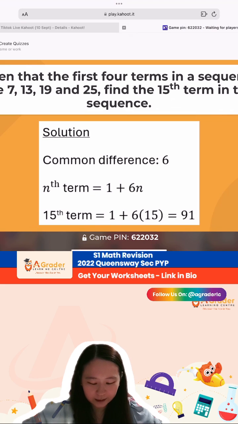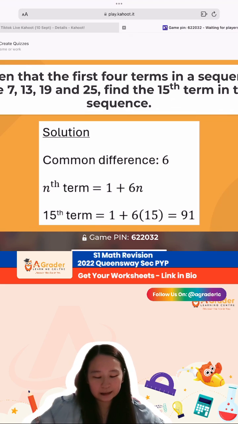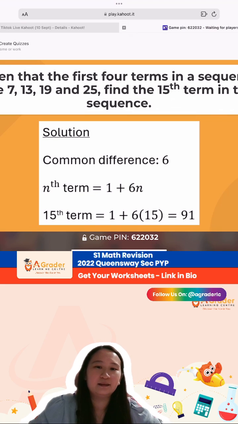So in order for us to find the nth term, the 0th term will be 7 minus 6, we get 1. That's why we take 1 plus 6n. Okay, so the 15th term will be, we substitute n with 15, we get 91.